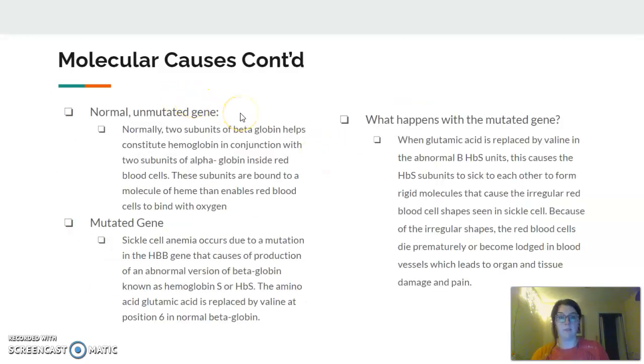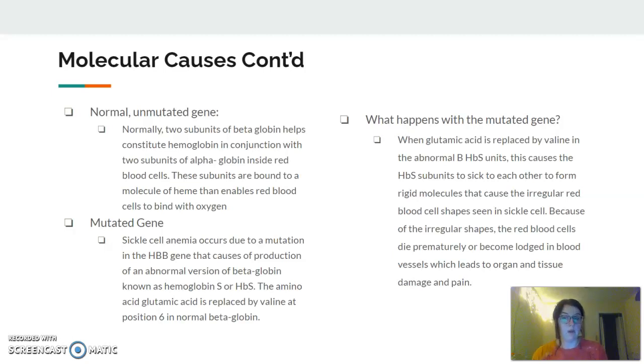So just to build on that, normally in people who don't have sickle cell anemia, the 2 subunits of the beta globin work in conjunction with the 2 subunits of alpha globin within red blood cells, and this enables the red blood cell to carry oxygen while it's bound to the heme molecule. But in sickle cell anemia, because of the mutation on the HBB gene on chromosome 11, there's a substitution of an amino acid, and this is what causes a structure change.